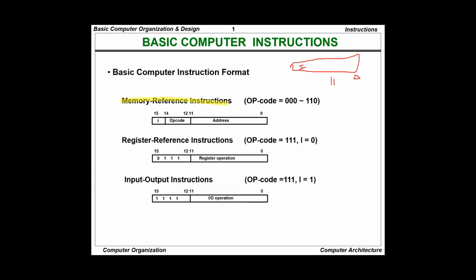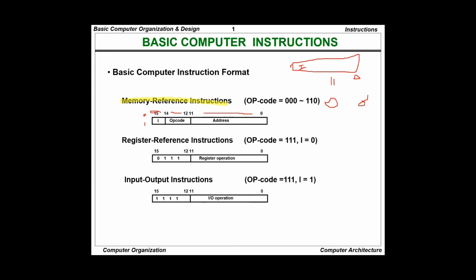Your opcode will lie between 000 to 110. So what is 000 and 110? 000 is 0. What is 110? 6. Okay, so your opcode lies between 000 to 110. As we know, our address always occupies bits 0 to 11, and 12 to 14 is our opcode, and 15 is our I. If I is 0, it is direct addressing. If I is 1, it's indirect addressing.